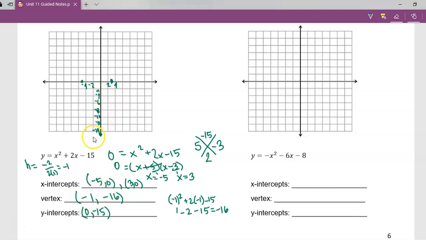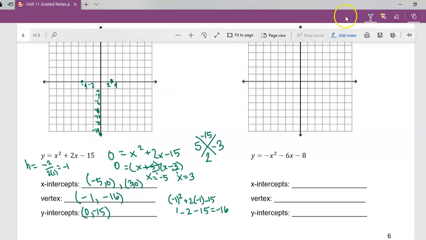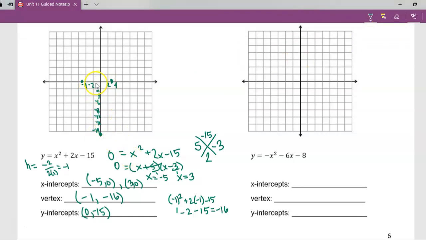So that would be right in here about, let's see, negative 1, negative 16. And then I would just draw in my U shape here. And that looks terrible, but you get the idea. It should cross right there. So that's what the function would look like. Okay. So let's try the same thing on this next one.